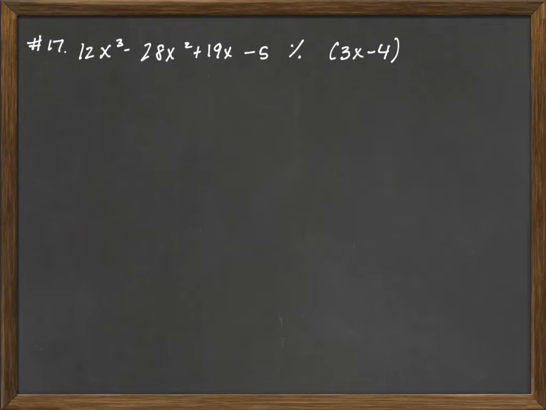Number 17 asks you to divide a polynomial by a polynomial. And if you look at this, you see you're dividing by 3x minus 4. And so you would do long division.